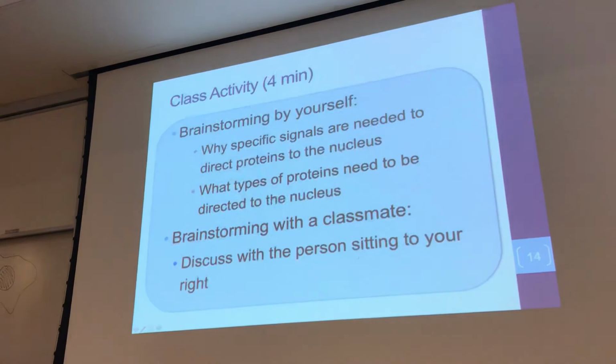But first, let's have you guys talk instead of me. So why do we need specific signals to direct proteins to the nucleus? And what types of proteins are we actually sending to the nucleus? So take a couple minutes and talk to each other, and I can walk around and answer questions if that's helpful.